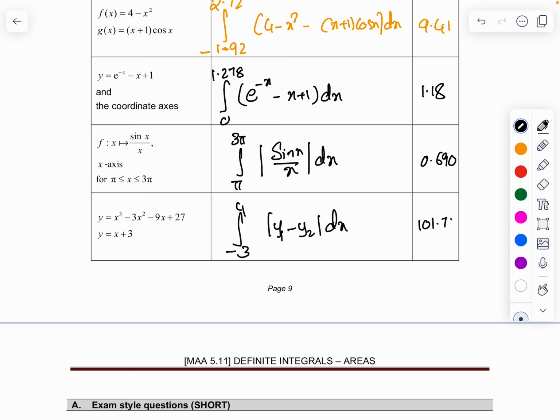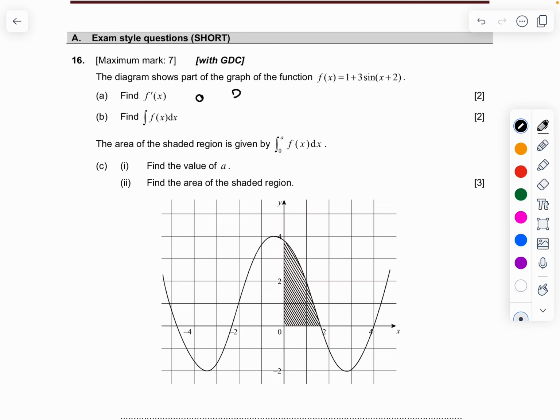Question number 16. Find f prime x. The derivative of 1 is 0, and of 3 cos of x plus 2. Integral of f of x: the integral of 1 is x, and the integral of sine is minus 3 cos of x plus 2 plus c. The area of the shaded region, integral from 0 to a of f of x dx, is given. Find the value of a. The area of the shaded region is given by this part. We need to find the value of a.